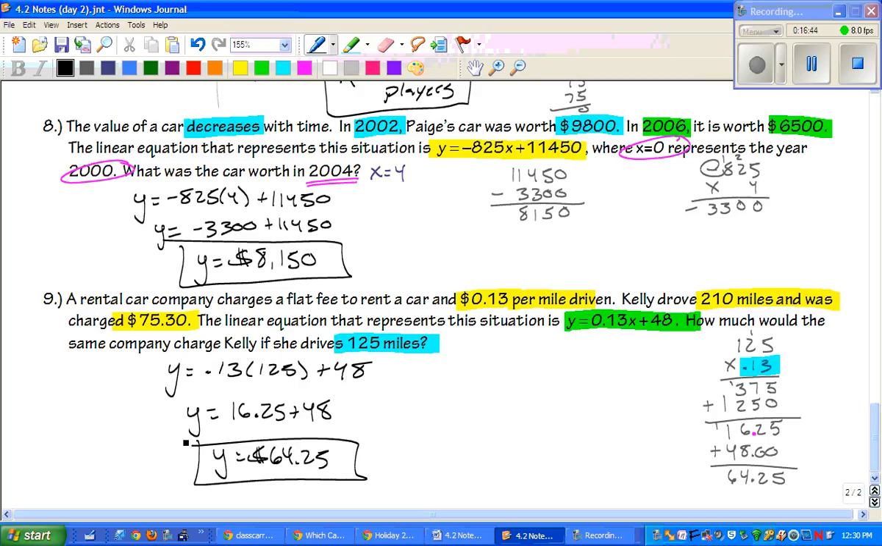Okay, so when we're doing these linear applications and trying to figure everything out, make sure you know what they're asking for. Okay, they're being really nice and telling you what the formula is, which is being very helpful for us. So just know if what they're asking us to plug in is for the x or for the y.